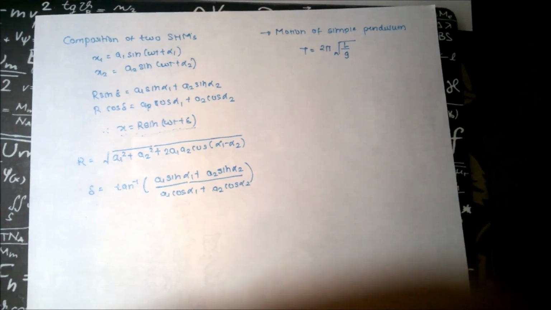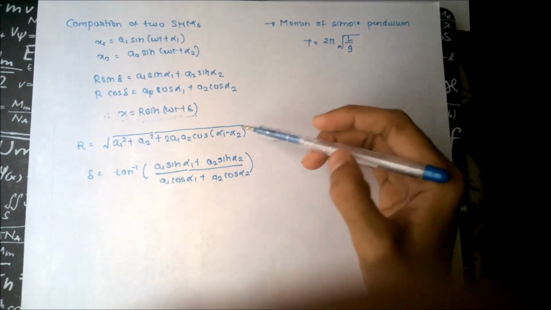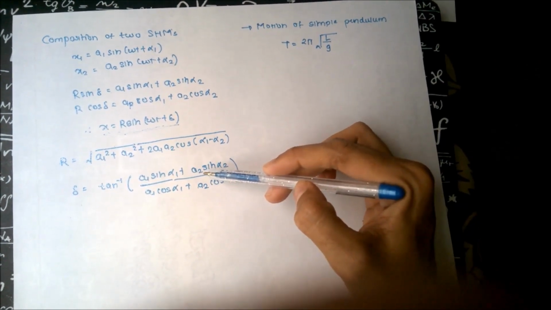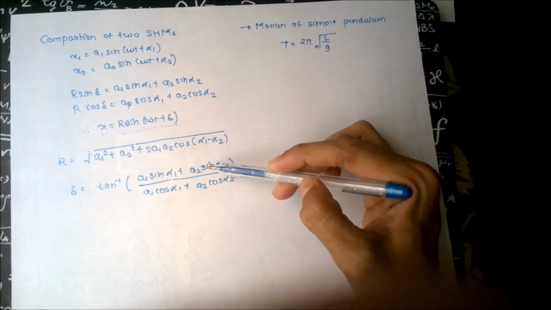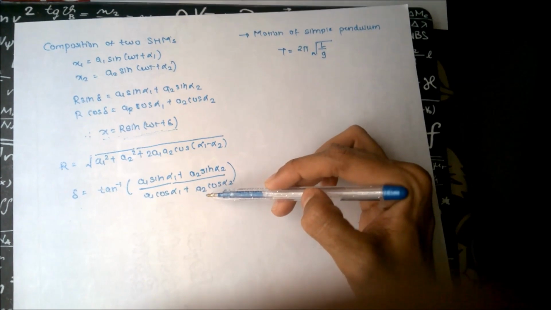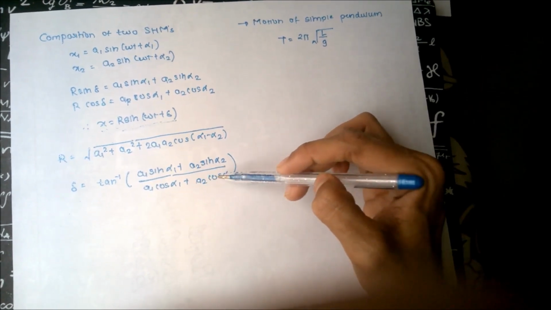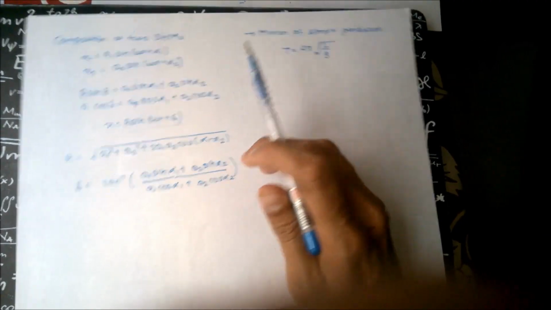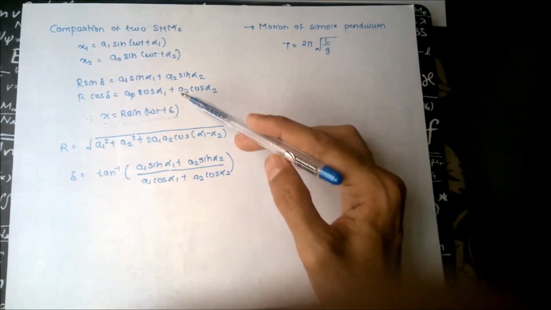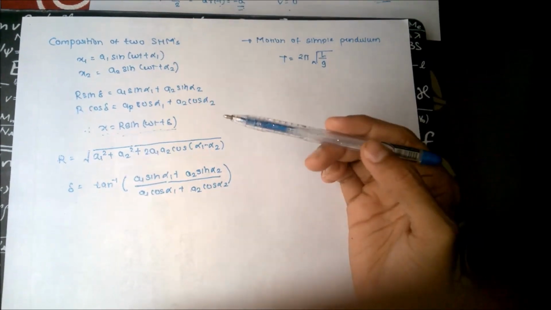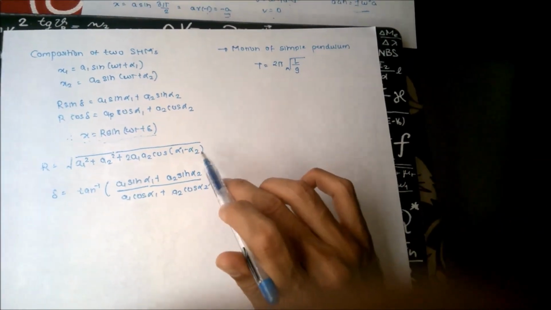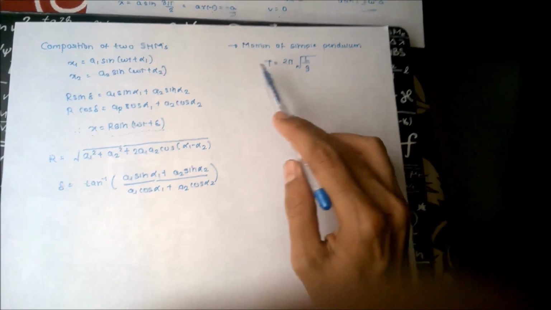Then again we divide the two equations. We get tan inverse of (a1 sin alpha 1 plus a2 sin alpha 2) upon (a1 cos alpha 1 plus a2 cos alpha 2) equals delta, that is the phase angle. And the resultant amplitude r we can find out by treating these two equations, squaring and adding, and dividing again. So we get the equations for the resultant amplitude and the phase angle.